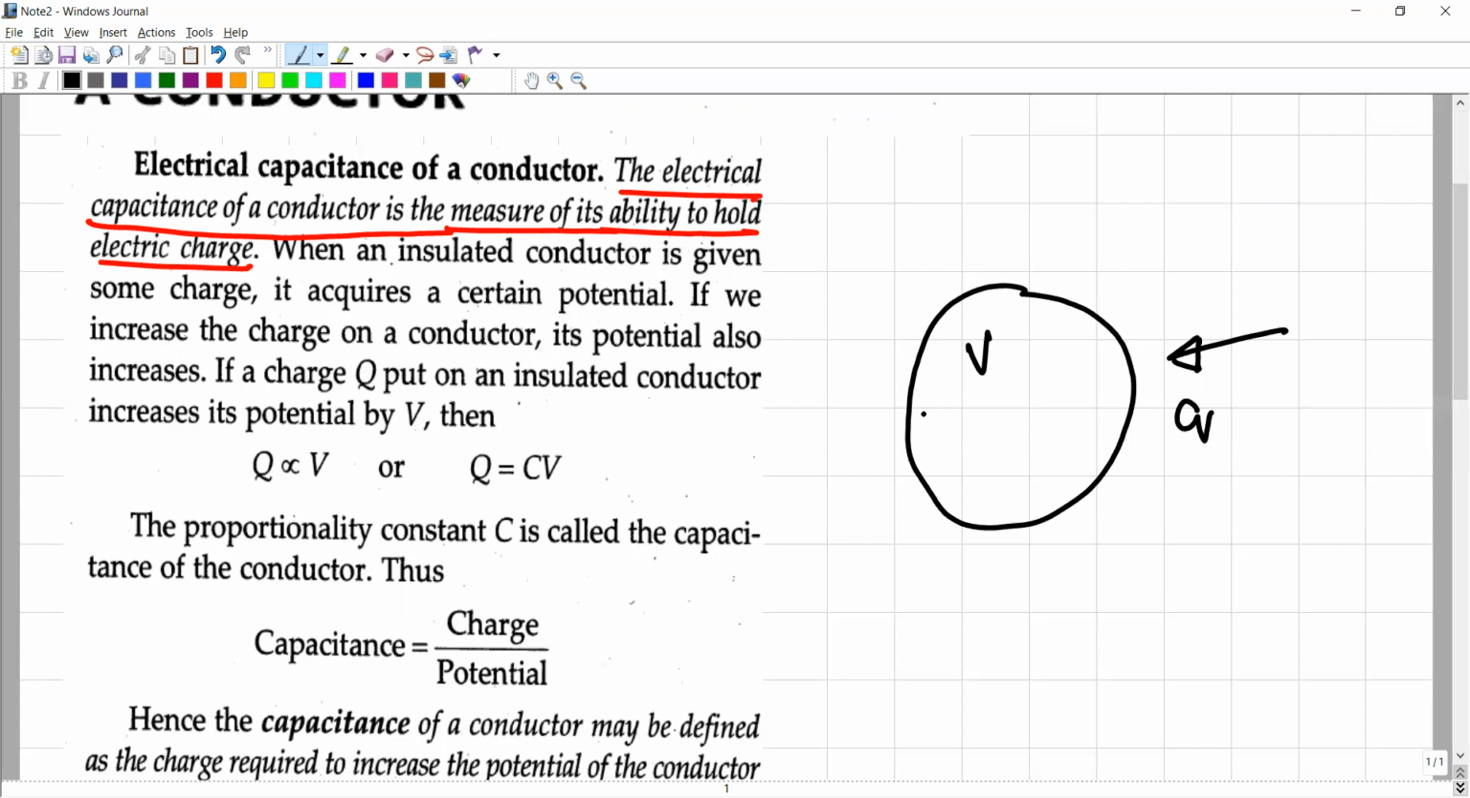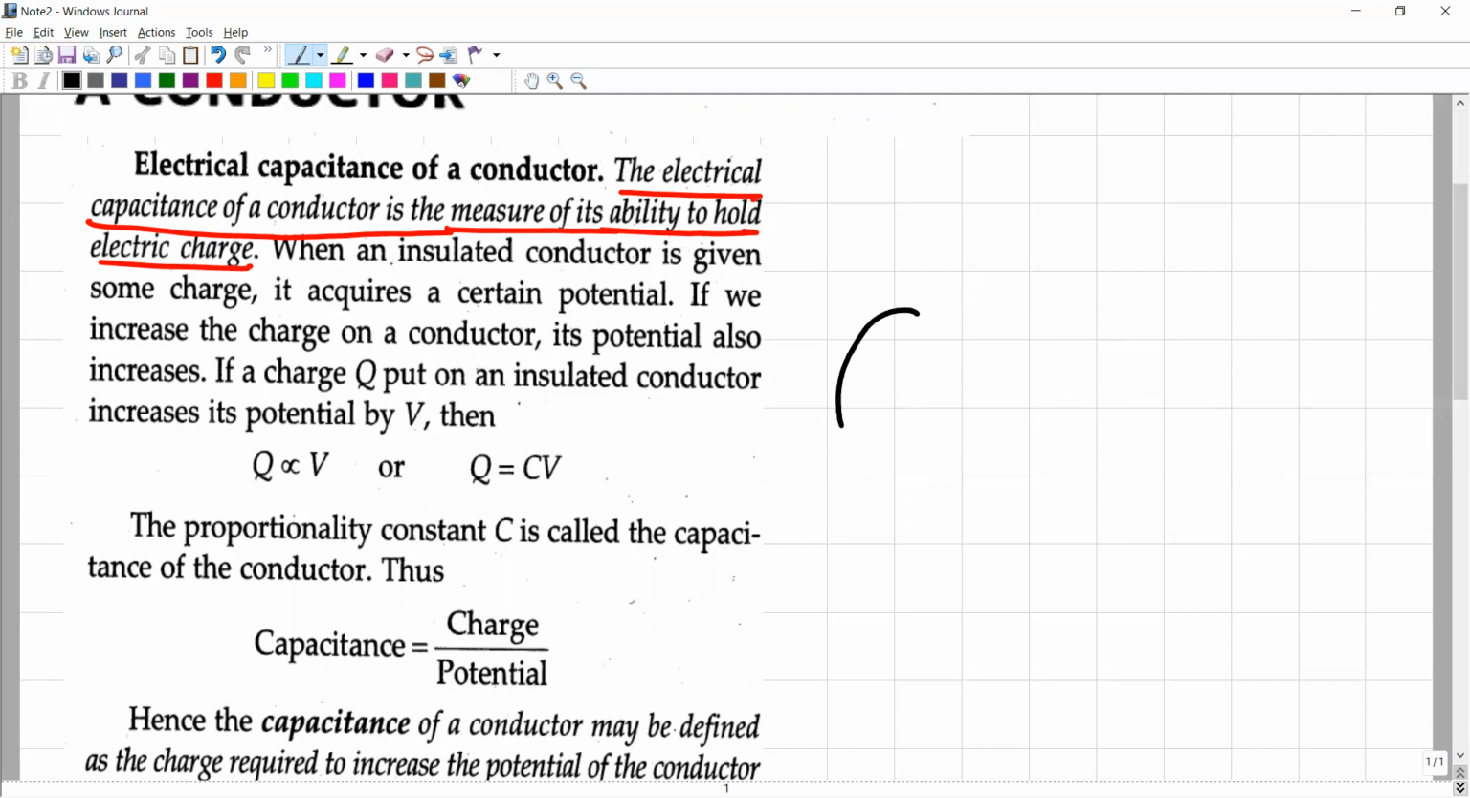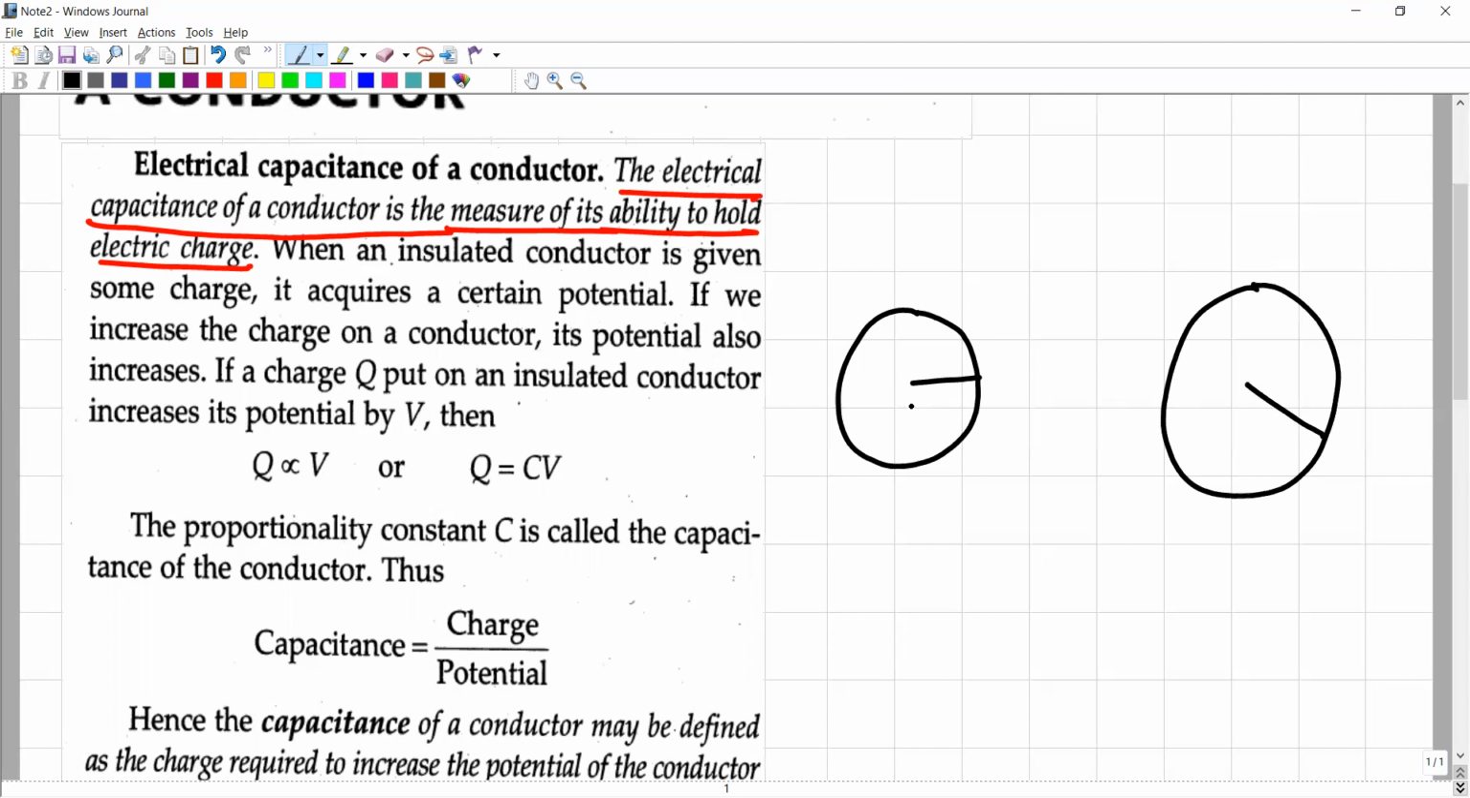That idea is very simple. We have done this before. Now, how much potential is it going to develop for how much charge given? That is what we have to understand. So assume that you have two different conductors. Different conductors means their size may be different, or their shape may also be different. They may be made up of different material also. Might be this is made up of iron, this is copper.